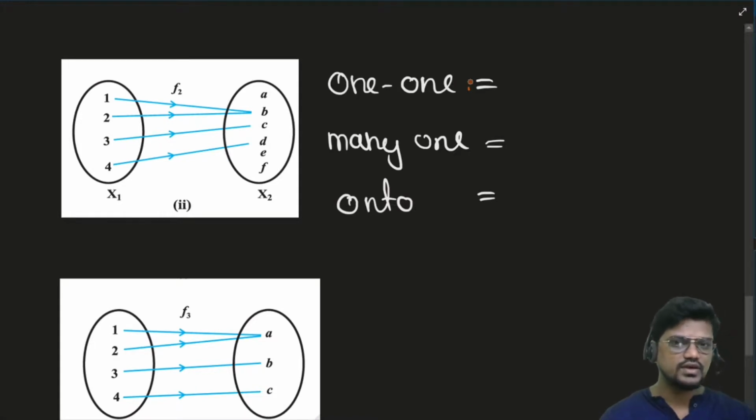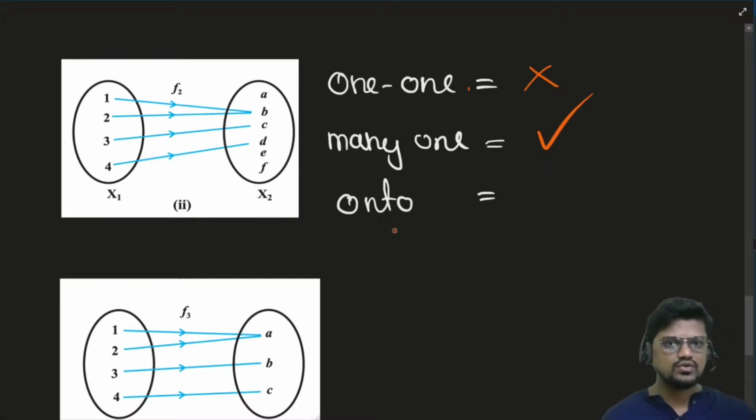Is it a one one function? Nisha, no, it is not a one one function because 1 and 2 both are the child of B. So one mother has two children over here. So it is not a one one function. And if it is not a one one function, it will be a many one function.